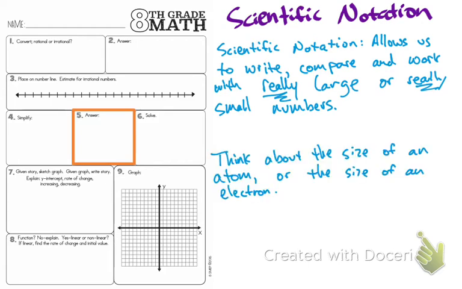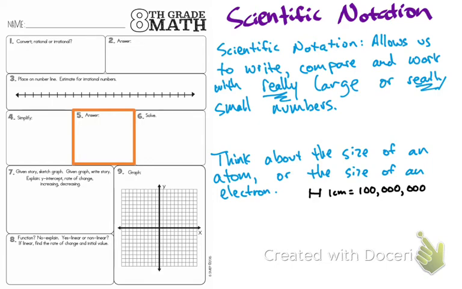Think for a moment about the size of an atom, right? Atoms make up everything around us, or even the size of an electron that would be even smaller, because an electron is something that makes up an atom. It's part of an atom. Well, for an atom, if I were to measure 1 centimeter, inside that 1 centimeter span, there would be 100 million atoms. So you can imagine how incredibly small the measurement for an atom would be.